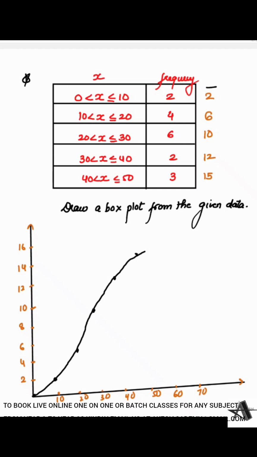From here we can see the smallest value is 0, the highest value is 50, and let me find the median. If you add them all up, 15 divided by 2 will give you the median. So 15 divided by 2 is 7.5. So mark 7.5 here and draw a vertical line like this. This would be somewhere around 23. Let's take 23, so the median is 23.